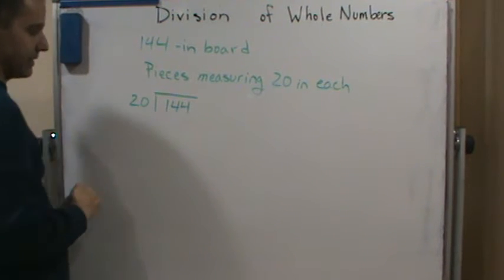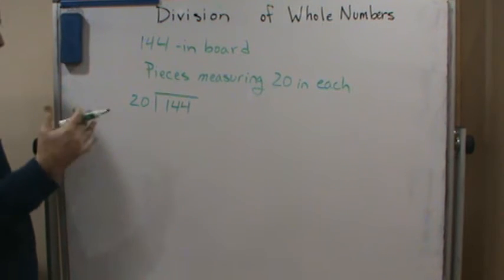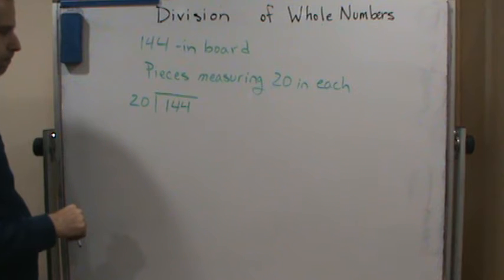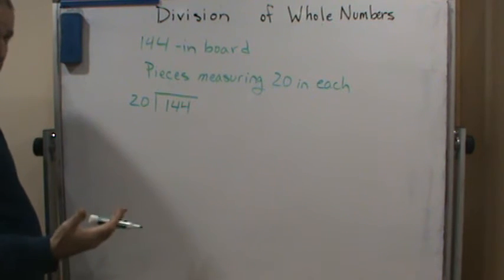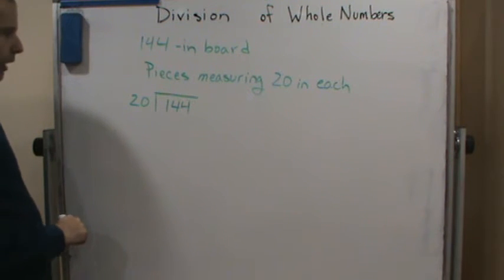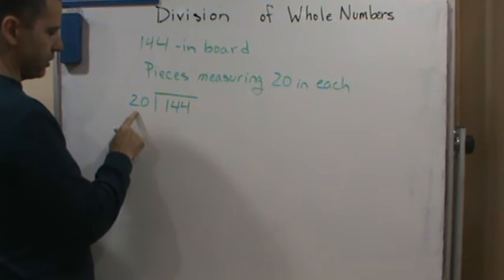So the inches are going to cancel out. Inches divided by inches is 1. So I'm going to end up with pieces of wood, right? I'm just going to end up with a number, and the number is going to represent the number of boards I'm going to have that are 20 inches long.